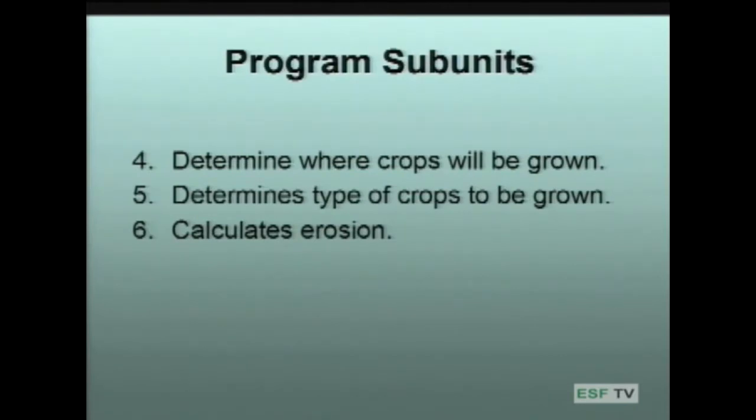Next, we have to determine where crops will be grown. It uses the best first principle. It looks for the best land, farms on that first, and then it goes to the next best land, and then the next best land. And then we have to determine the type. So if we're in high elevation, we might grow one type of crop, low elevation, another type of crop. And then it calculates erosion.